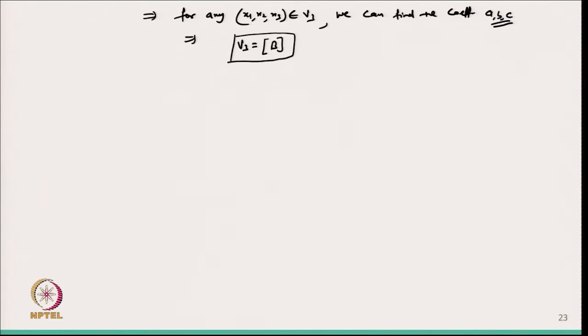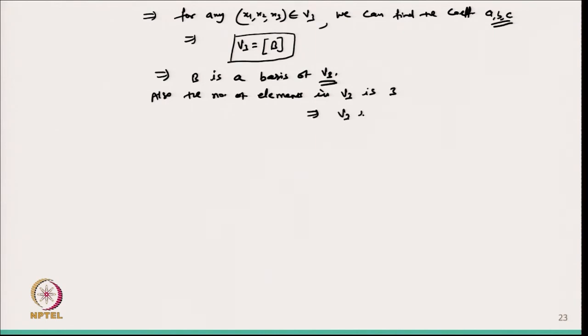So it is spanning V3 and B is linearly independent. So from here I can say that B is a basis of V3. Also, the number of elements in the basis of V3 is 3, which implies that V3 is 3 dimensional. So it is a 3 dimensional space V3, and that we already know because V3 is equal to R3. So this way we can find that it is a basis for V3.